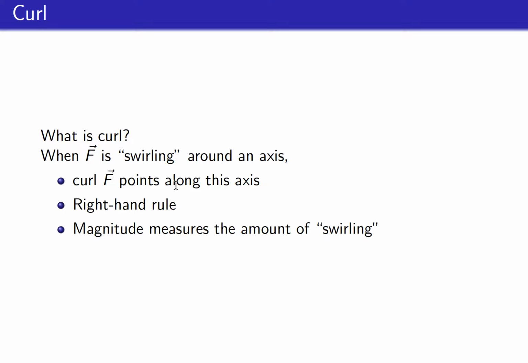So that's how the curl of f points. It points along the axis in the right-hand rule. The magnitude measures the amount of swirling. So if there's a lot of activity, then it's going to be a really long vector. If it's a really calm swirling, then it's a very small vector.